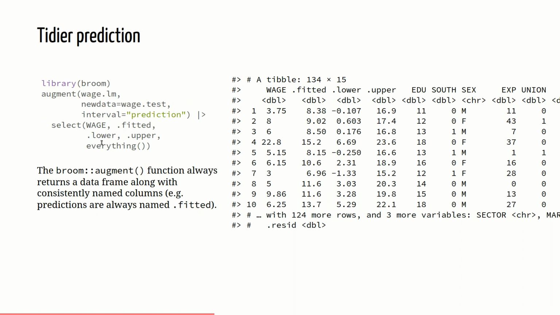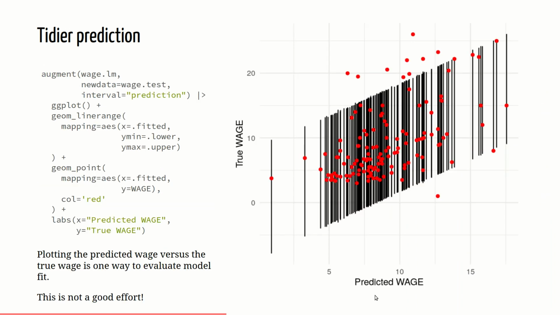With augment, they're always named the same. So you always have .fitted, and if you've got an interval prediction, .lower and .upper. Okay, and you may have other things as well. So you can see here that there's some other stuff, like .resid, various other things that are given to you. Okay, so same output, but in a sort of tidy models type framework. We'll see a different way of doing this in lecture 6.